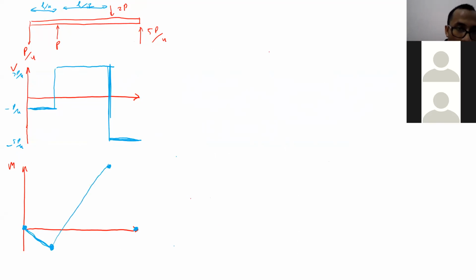Linear, linear, and this one is linear as well. This one is minus PL over 16. This one is 5PL over 16. Okay. When you draw in your homework, please use a ruler. So this is our diagram.